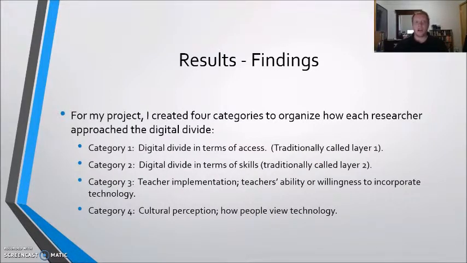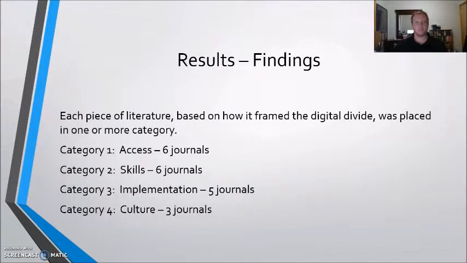For my project, I created 4 categories to organize how each researcher approached the digital divide. Category 1 is also known as Layer 1. It's the digital divide in terms of access. Category 2 is in terms of skills. That's also called Layer 2. Category 3 is teacher implementation, or their ability or willingness to incorporate technology in schools. And Category 4 is cultural perception, or how we view technology. Each piece of literature, based on how it's framed, is placed into one or more categories.